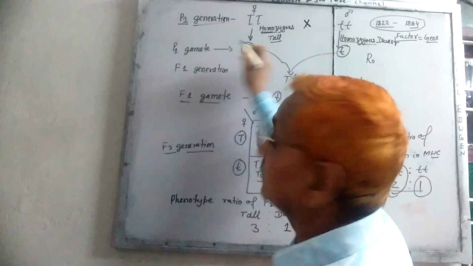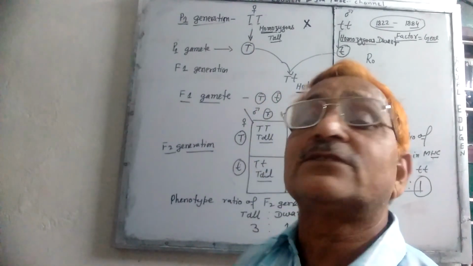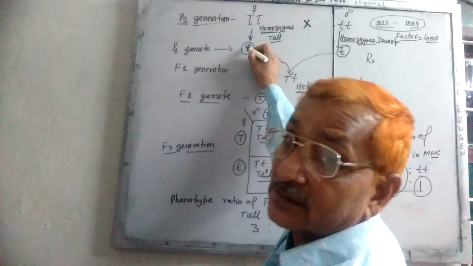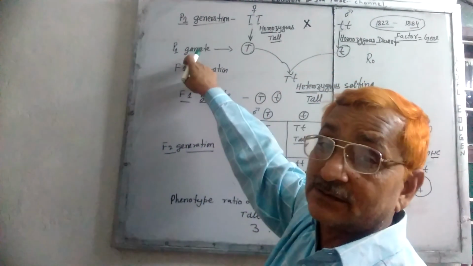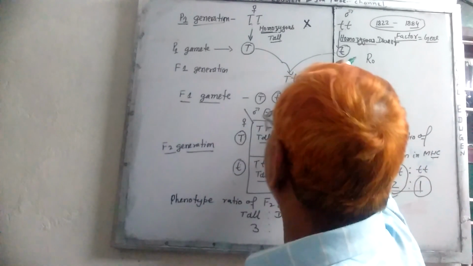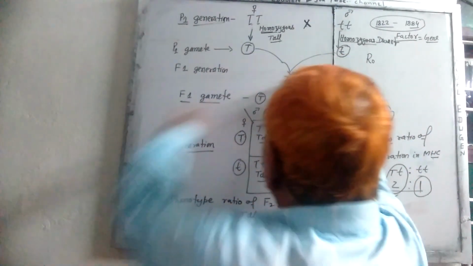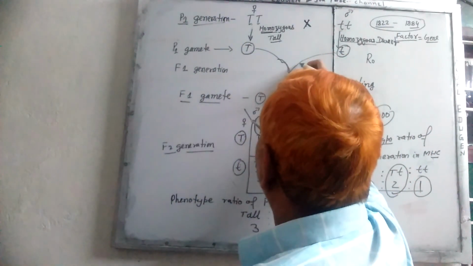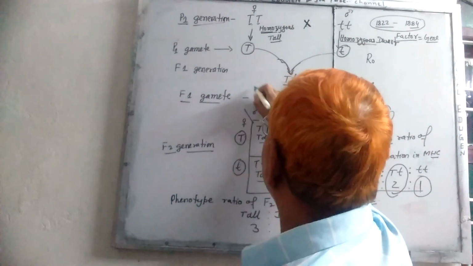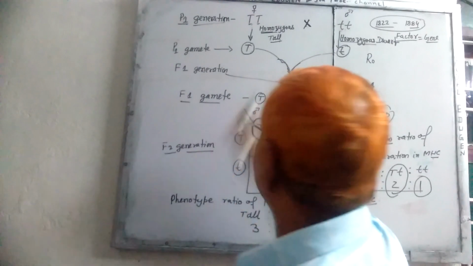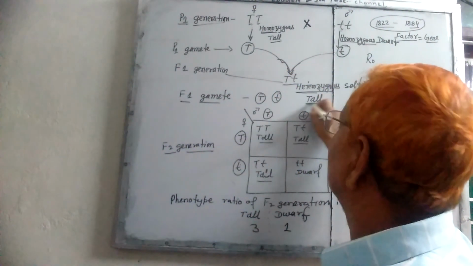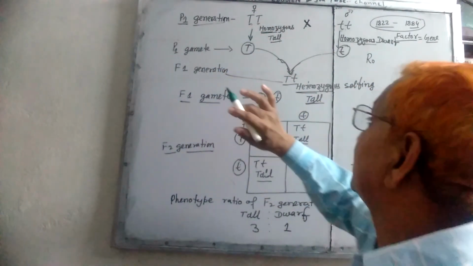Gametes are drawn in circles. Students commit this mistake, so don't commit it. Gametes should be in a circle; don't leave them without a circle. Write the parental generation, then the gametes, encircle them, and these gametes unite together. By this union you get the F1 generation. So this one is the F1 generation. The F1 generation also appears to be tall, similar to one of the parental types.